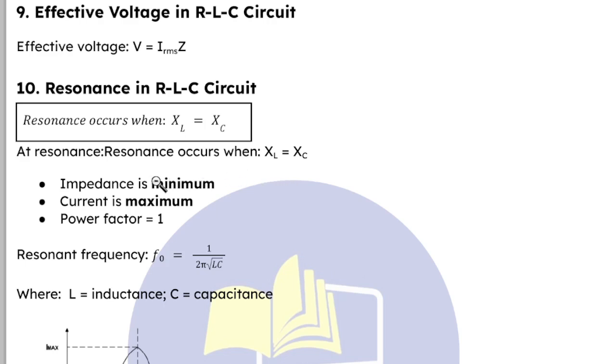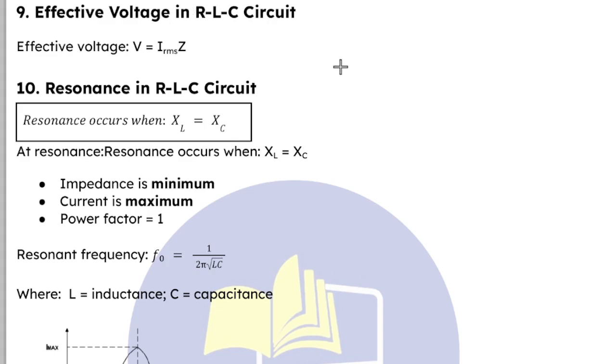In that case, we say the impedance is minimum. I'm going to explain what that means in a moment. Then current is maximum. Of course, when the impedance is minimum, current is going to be maximum, and your power factor is equal to 1. I'm going to explain these 3 points in detail. First, why is our impedance minimum? This is a concept that you must understand.